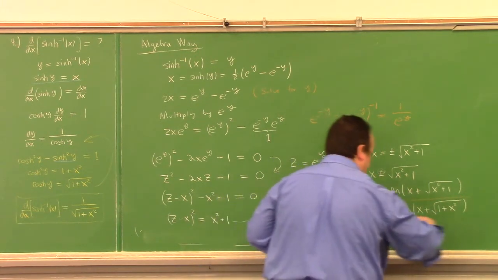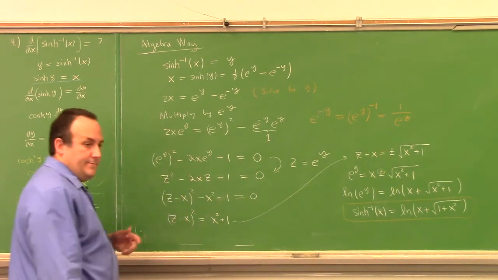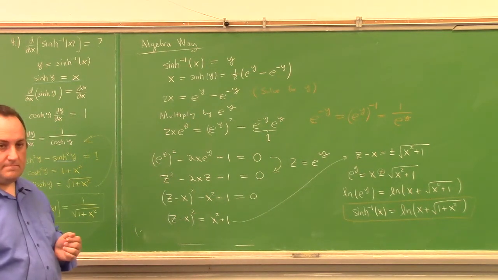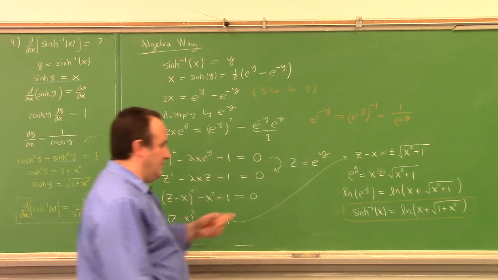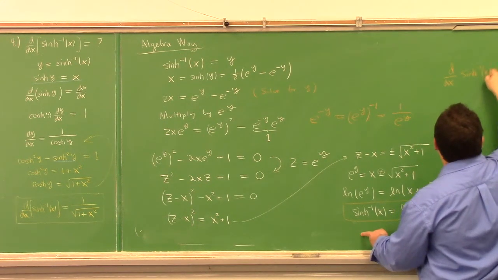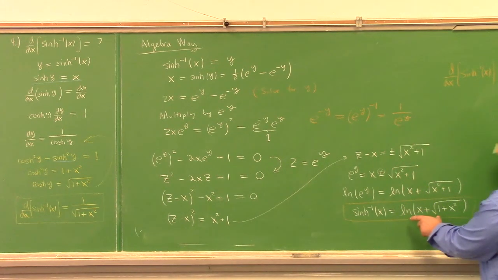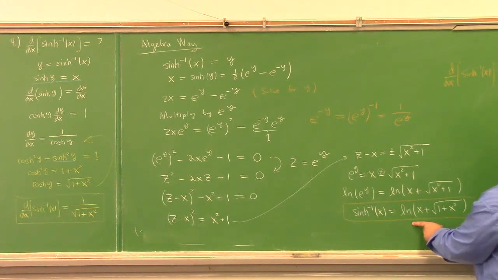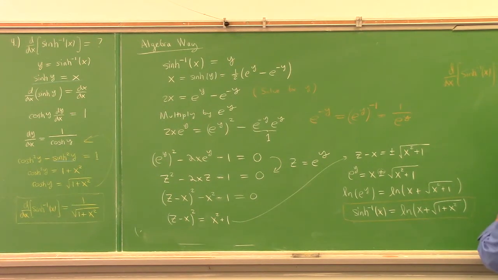And so how do you differentiate inverse hyperbolic sine? Can you differentiate that formula? I mean, we can, right? So we do 1 over x plus the square root of 1 plus x squared, and then times the derivative, which is 1 plus 2x over twice the square root of 1 plus x squared. And it's not obvious, but if you do some algebra on this, you can get back to that.